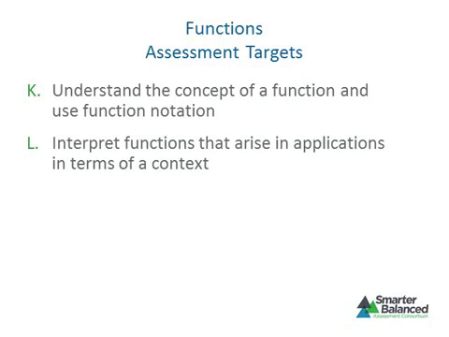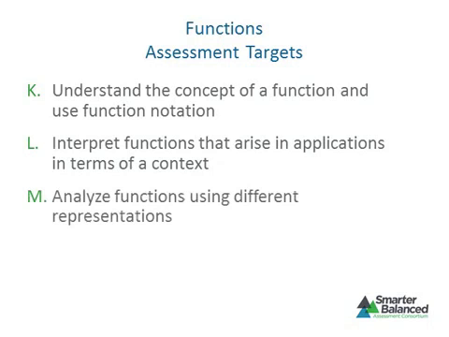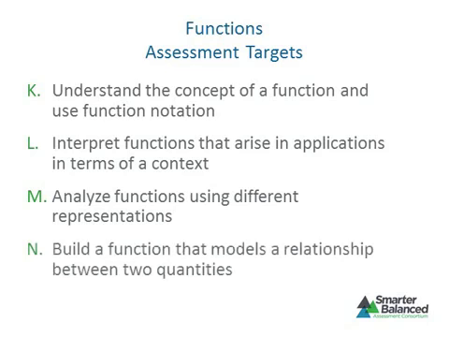requires students to sketch graphs based on given key features and interpret key features of graphs with emphasis on interpreting the average rate of change over a specified interval. The third target focuses on analyzing functions using different representations. This target requires students to graph functions by hand or using technology and to compare properties of 2 functions represented in different ways. The fourth and final target focuses on building a function that models a relationship between 2 quantities and requires students to write a function to describe a relationship between 2 quantities.